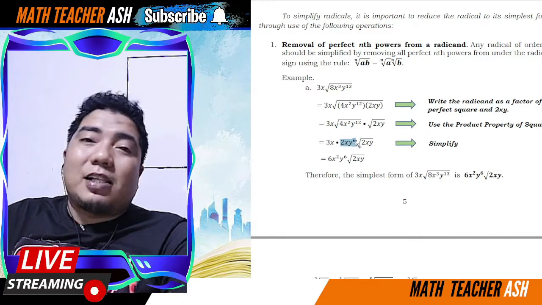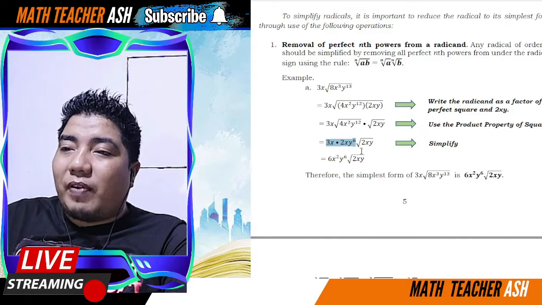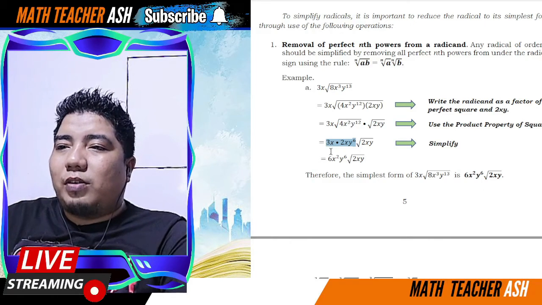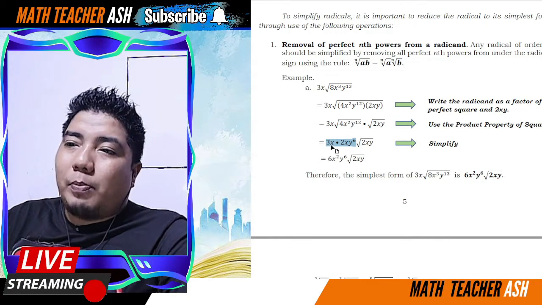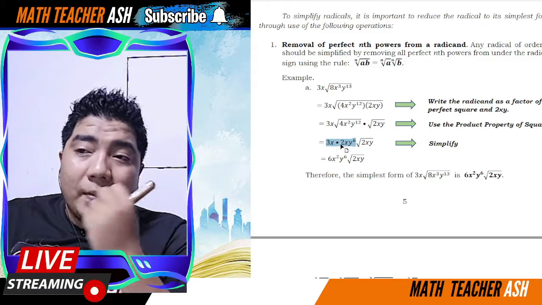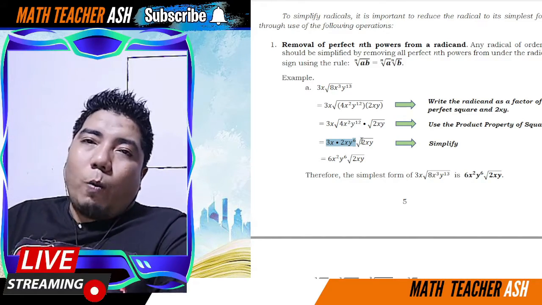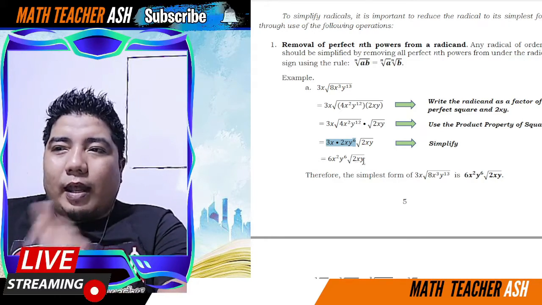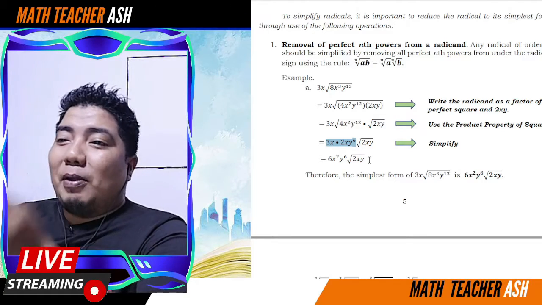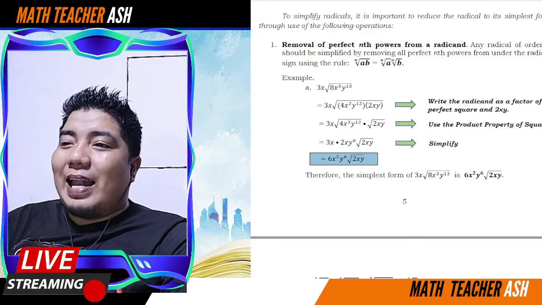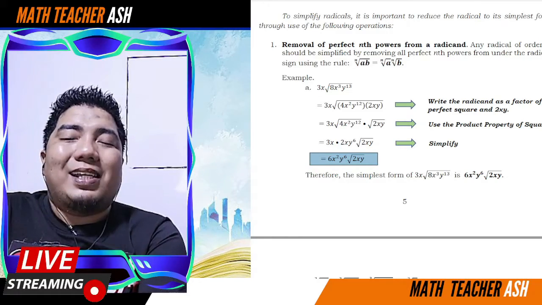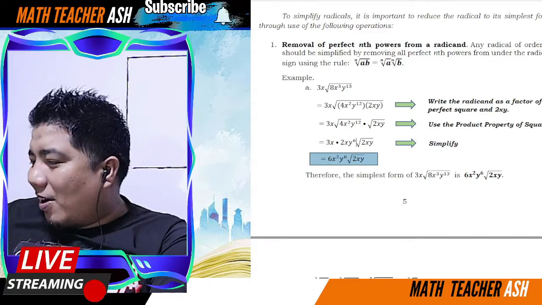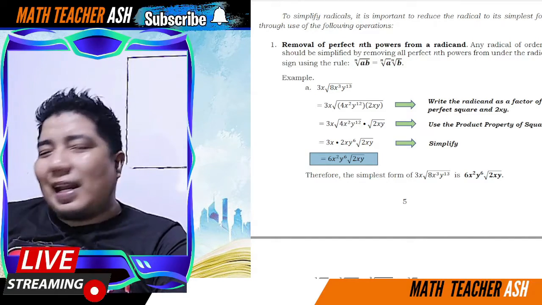Ngayon, since nasa labas na siya ng radical sign, we will now simplify this part. So, 3x times 2xy to the power of 6. 3 times 2, that is 6. Tapos, meron na tayong dalawang x dito. This will become x squared, and then we will just copy y to the power of 6. Then, bring down yung radical expression na hindi natin masimplify. So, you will have the final answer as 6x squared y to the power of 6 square root of 2xy. Easy, right? Madaling-madali lang talaga, my dear math learners.